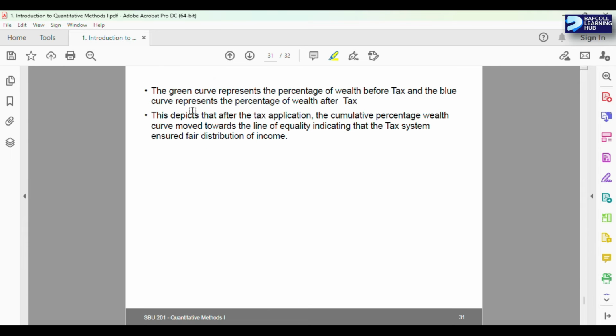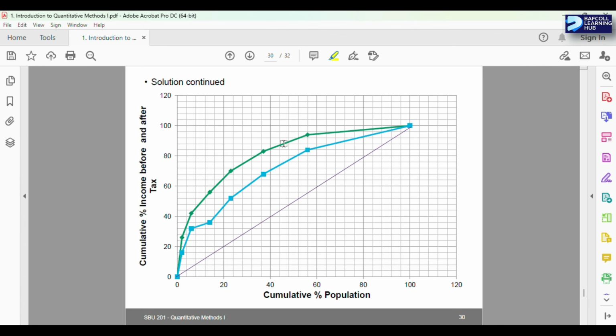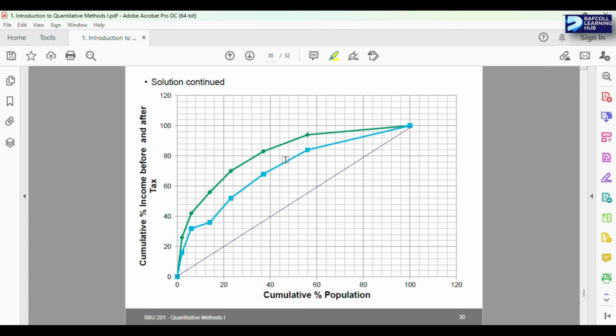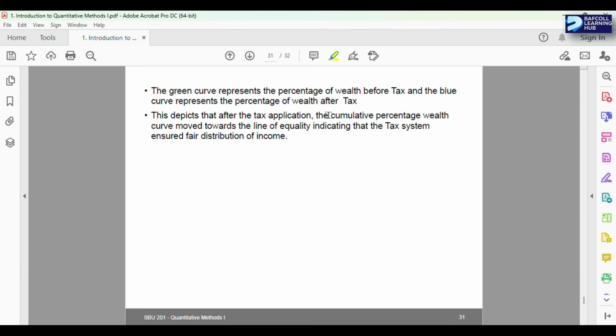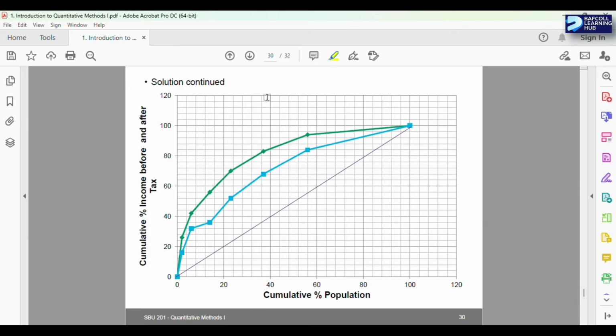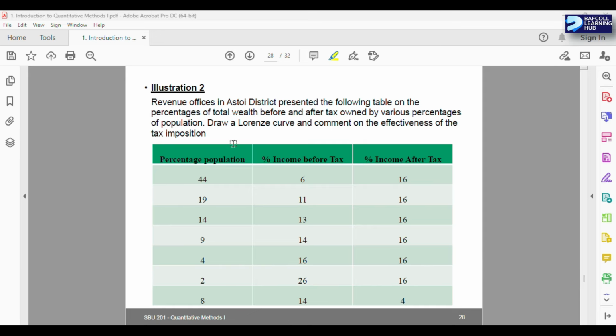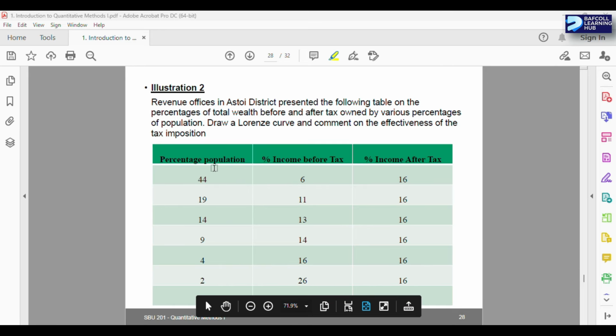Okay, so with this one you can see that the green curve presents the percentage of wealth. So this is the green one, which is before the tax. And the blue one is the distribution of wealth after tax. So this depicts that the cumulative percentage would move towards the line of equity, indicating that the tax system ensured a fair distribution. All right, so kindly take time and draw a Lorenz curve for this illustration, illustration 2 over here.